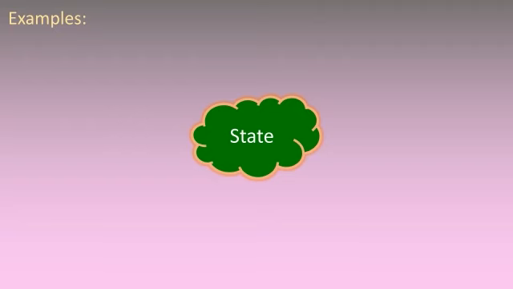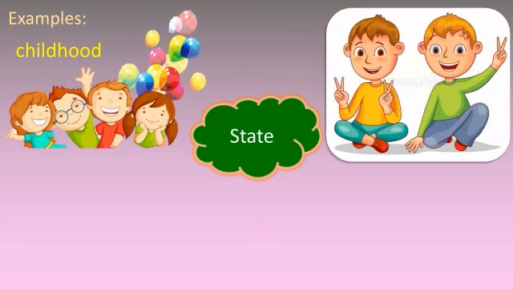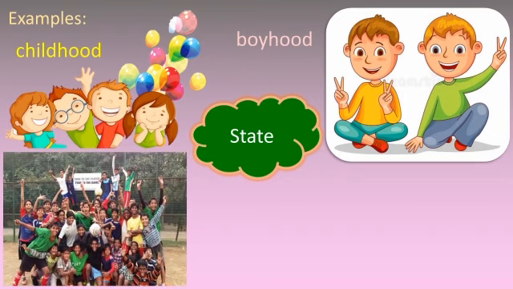Let's look at the examples of state in abstract nouns. Childhood, boyhood, youth. So these are the examples of abstract nouns showing the state.